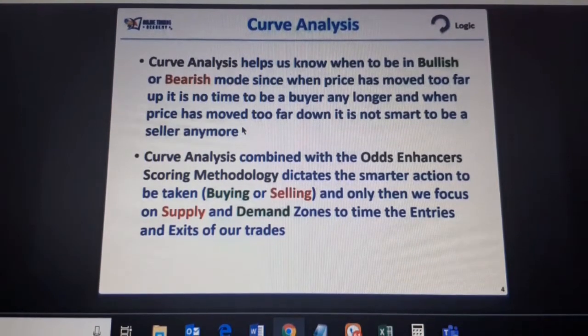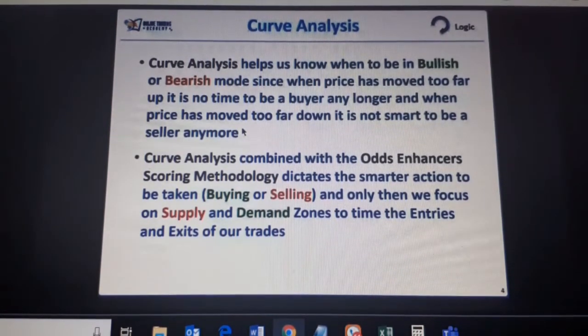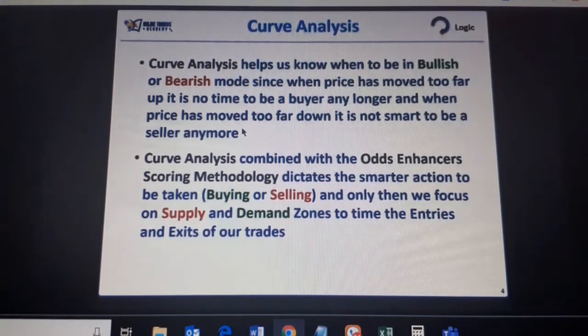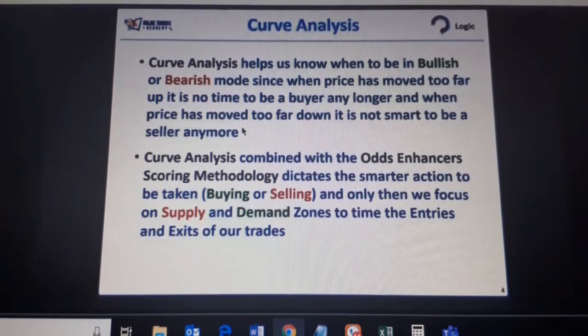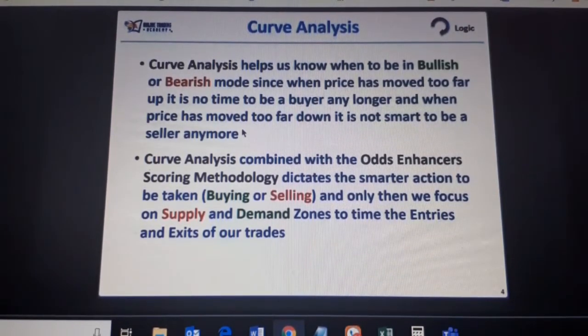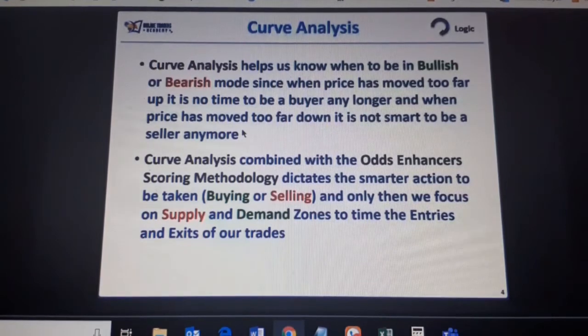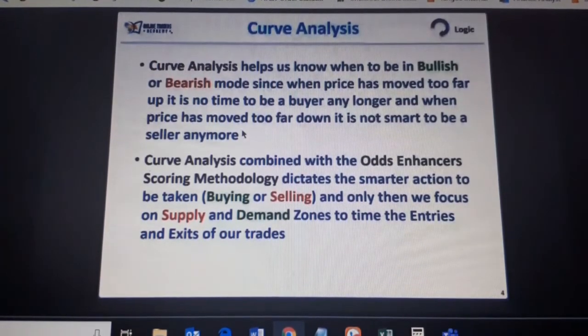The zone marking that we do on the lower time frame will decide your entry, stop loss, and target. But the demand zones that you mark on your higher time frame for your curve analysis will decide whether you want to be a buyer or a seller.